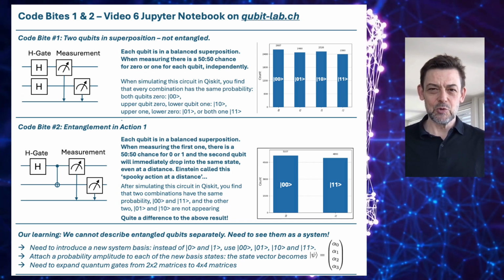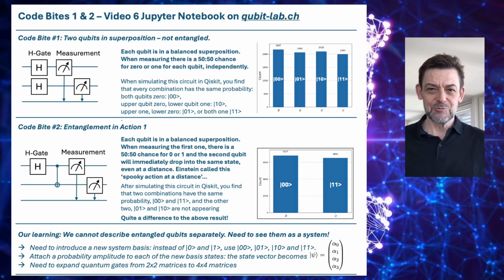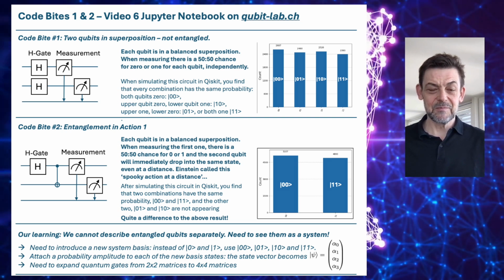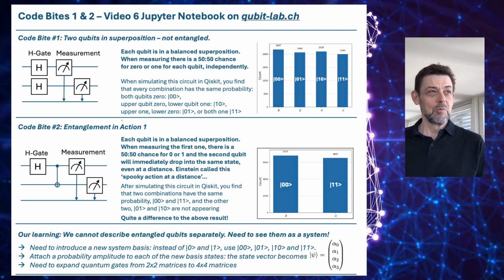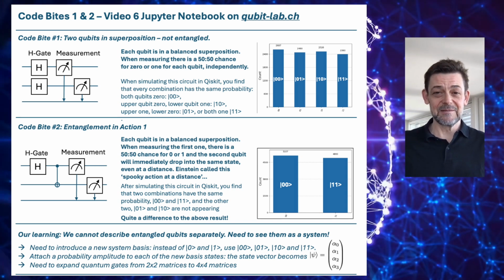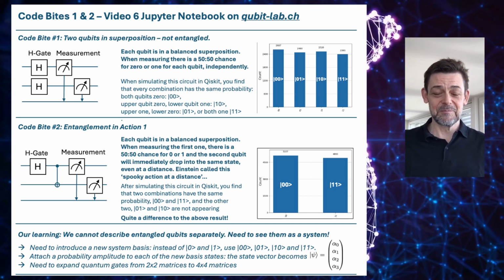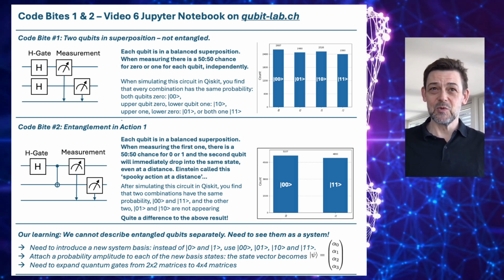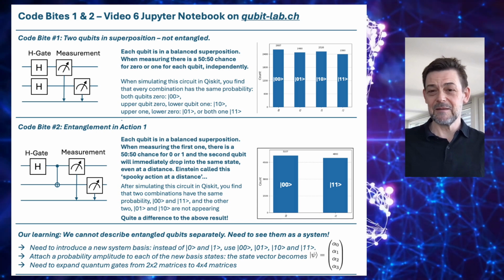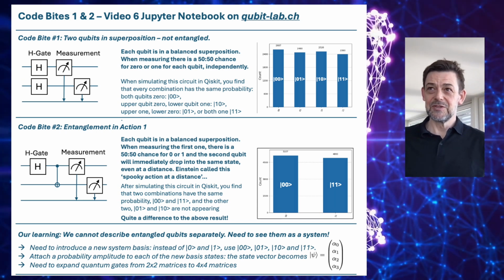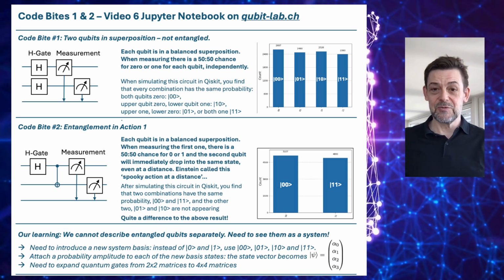Having now 4 basis states instead of 2, as for single qubits, we also need a new state vector for a 2-qubit system with 4 probability amplitudes, 1 for each possible basis state. And finally, in order to apply quantum gates on the new 4-state vector, we need to expand quantum gates to 4x4 matrices instead of 2x2 ones for single qubits.